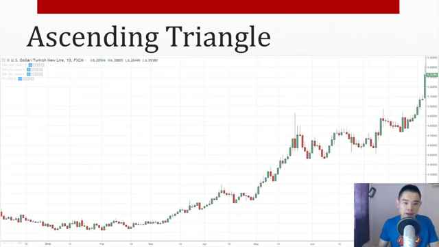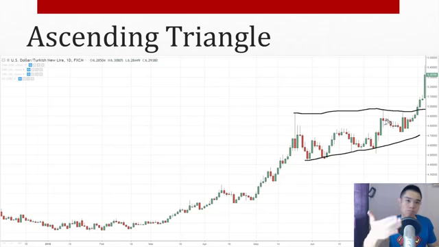So an ascending triangle looks like this, right? You can see, connect the highs over here, okay? And then you notice this over here. The way you draw your ascending triangle is the way you use your drawing tools. You're simply drawing a resistance on your chart and a trend line. This over here is the upward trend line, and this over here is the resistance, right?